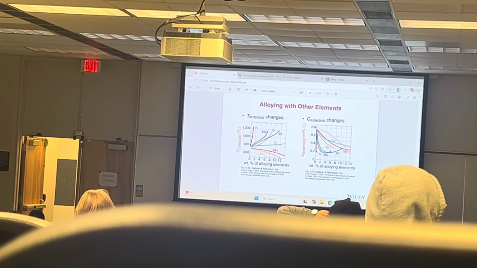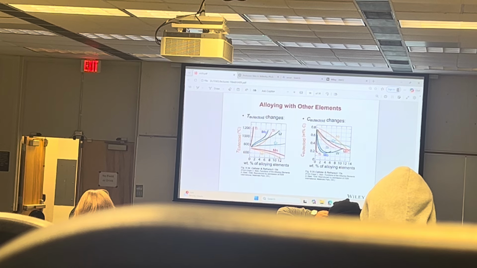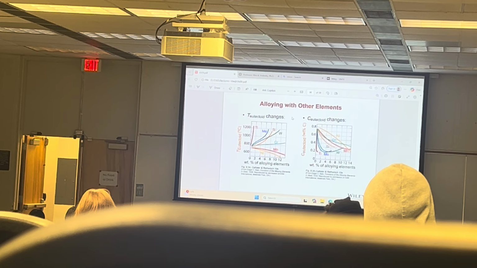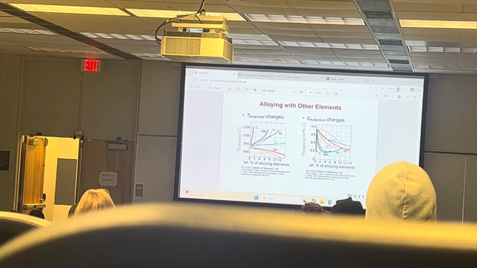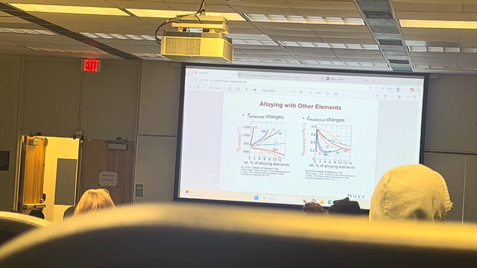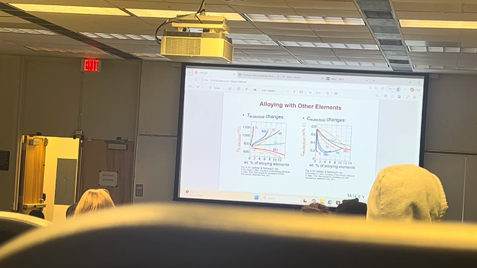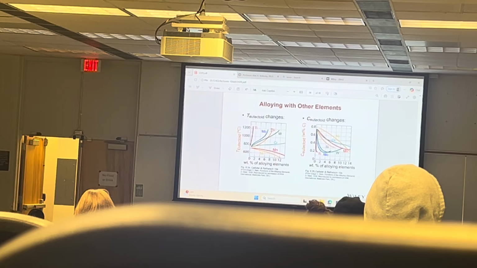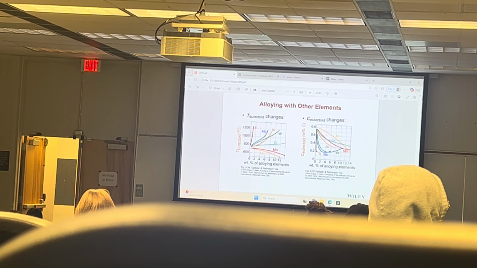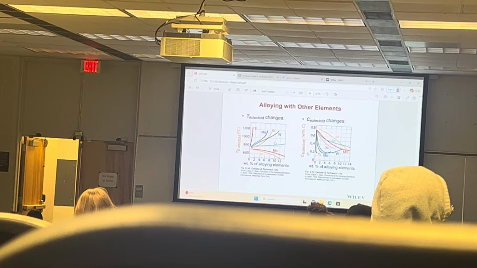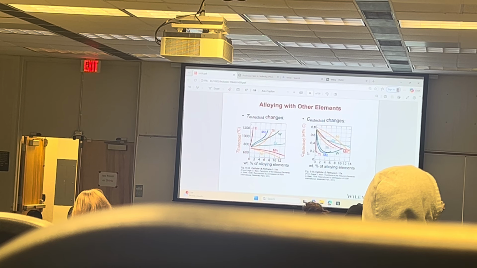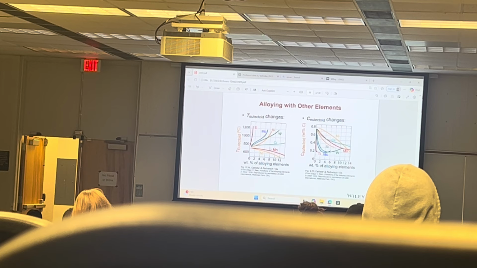Alloying elements can change the temperature of the eutectoid reaction. You can see alloying of steel with nickel or manganese drops it down, while chrome, tungsten, silicon, moly, and titanium increase it. But for steel, what are the main ingredients? Iron and carbon. Both are cheap.